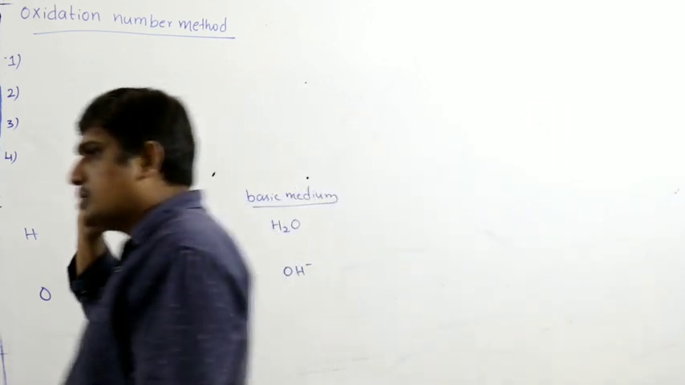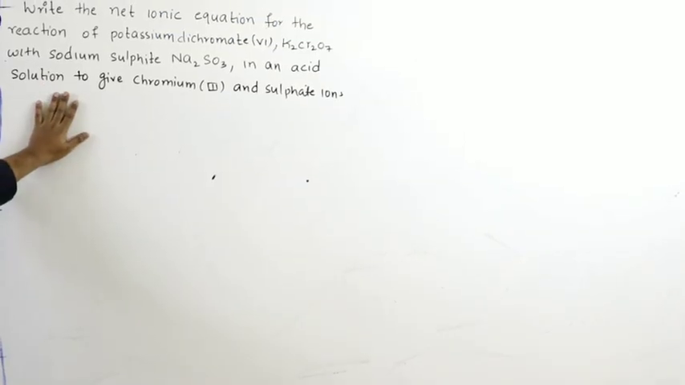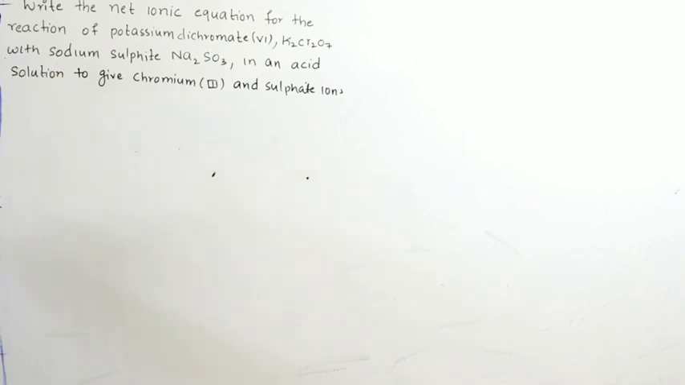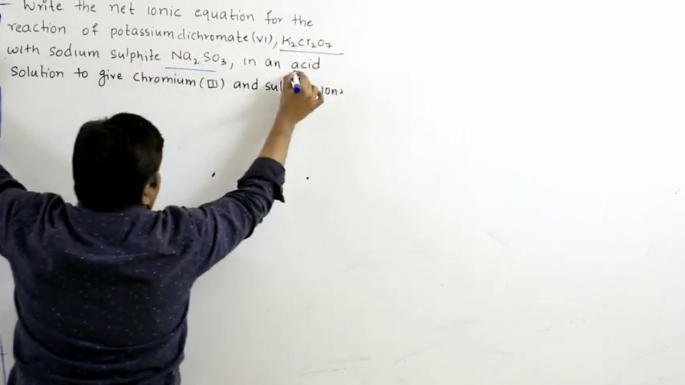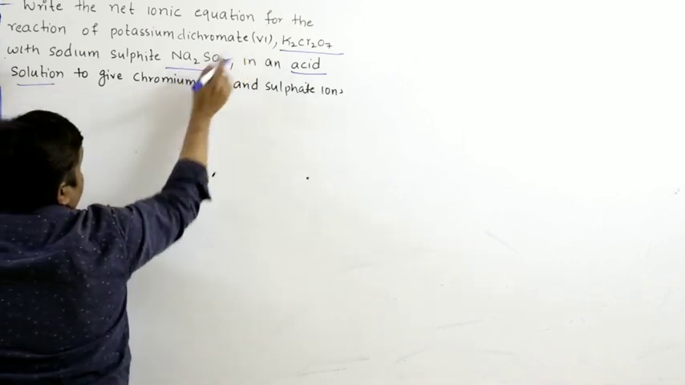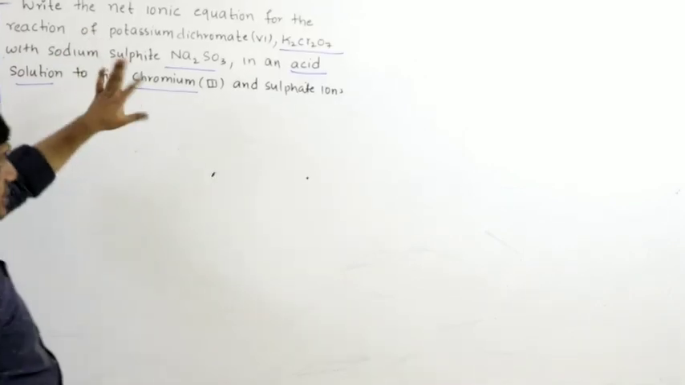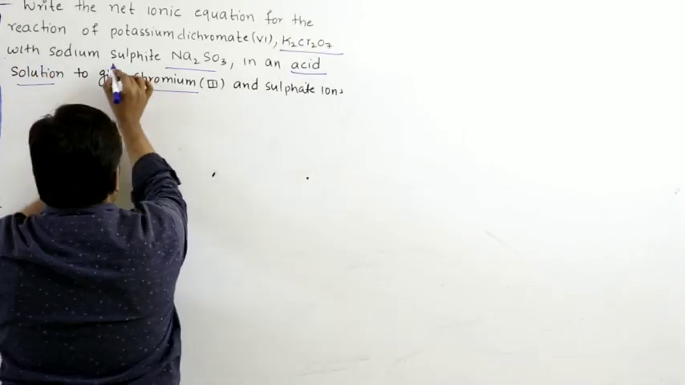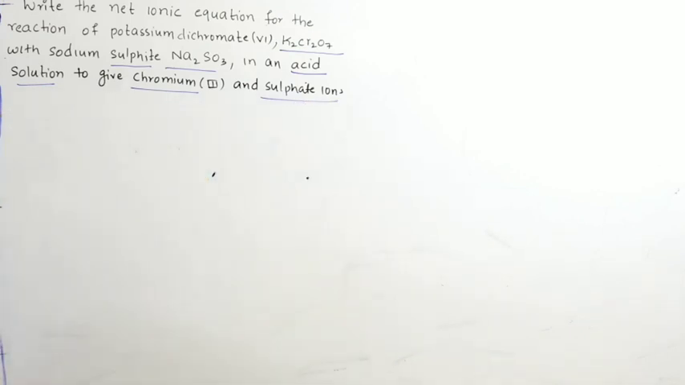So let us do some problems on this. Let's try to balance this equation. Write the net ionic equation for the reaction of potassium dichromate and sodium sulfite in an acidic solution. That means the medium is acidic. So in potassium dichromate, the chromium is changing from +6 to +3 and sulfite is changing to sulfate. So this is the equation given.